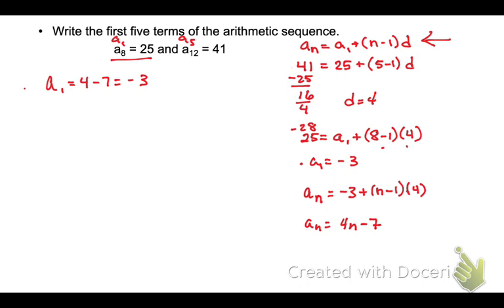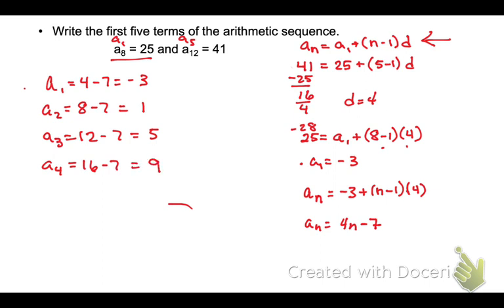Yes. Okay, a sub 2 would be 8 minus 7, 1. A sub 3, 12 minus 7, 5. A sub 4, 16 minus 7, 9. A sub 5, 20 minus 7, which would be 13.